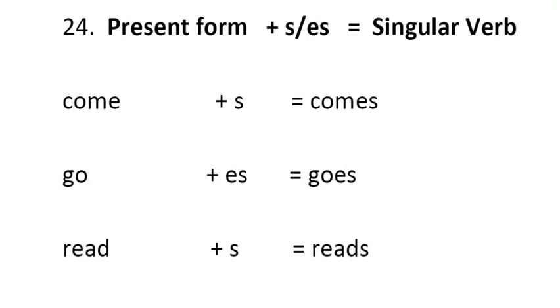Next rule: present form of a verb, then s or es, then singular verb. Come plus s, comes, go plus es, goes, read plus s, reads.